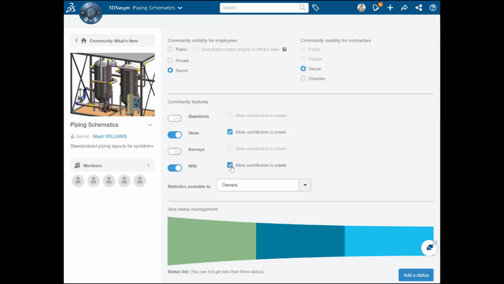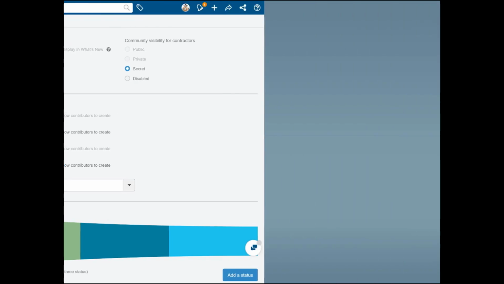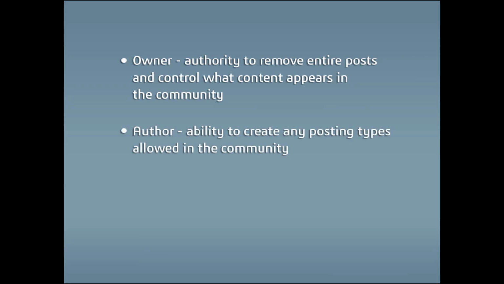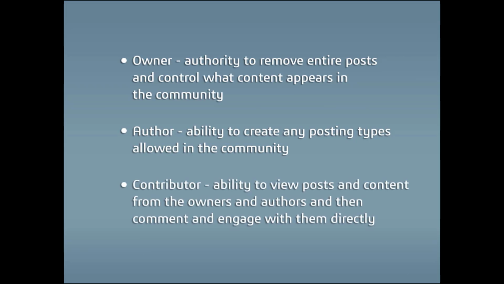I briefly want to cover the 3 access rights levels that a member can have in a community. The highest level is being an owner in the community, which gives the authority to remove entire posts and control which content appears in the community. The next highest level is being an author, which gives that member the ability to create any posting types allowed in the community. The last level is being a contributor, which gives that member the ability to view posts and content from the owners and authors, and then comment and engage with them directly.